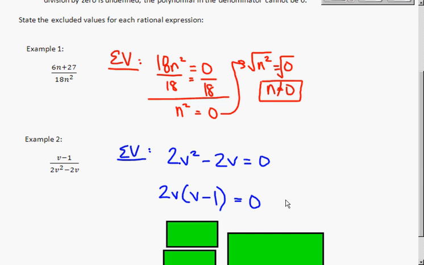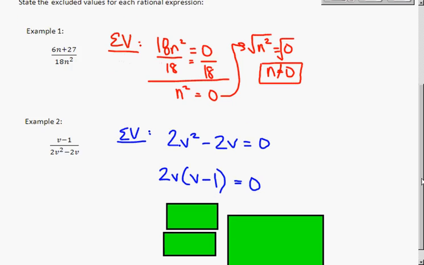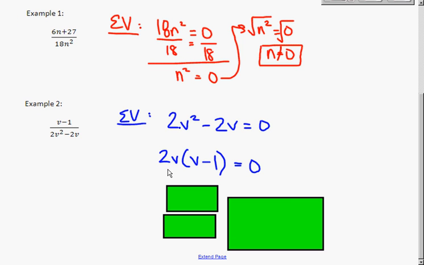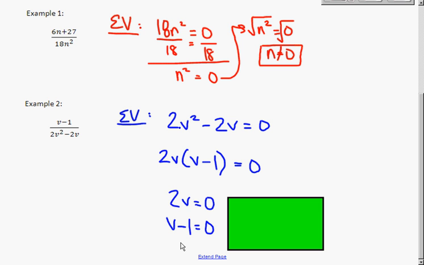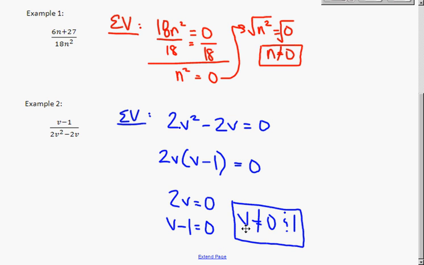Saying the same thing. Now that you've factored it down, you're going to go ahead and set both these terms equal to 0. They both have a variable, so you can solve for v in both of them. So set 2v equal to 0 and v minus 1 equal to 0. When you solve your problems here again, you'll divide by 2 on both sides. 0 divided by 2 is 0. And here you'd add 1 to both sides, and you'd find out v is 1. So in this, v cannot be 0, and it cannot be 1.